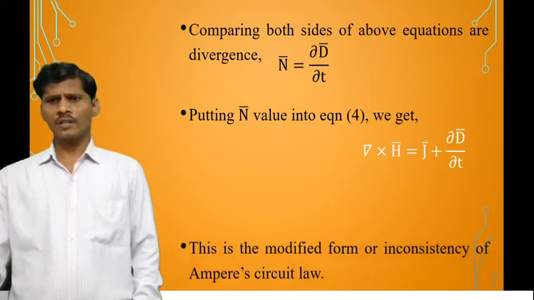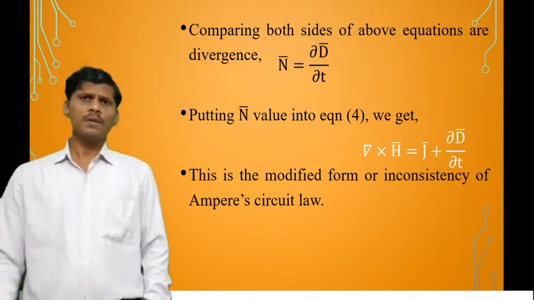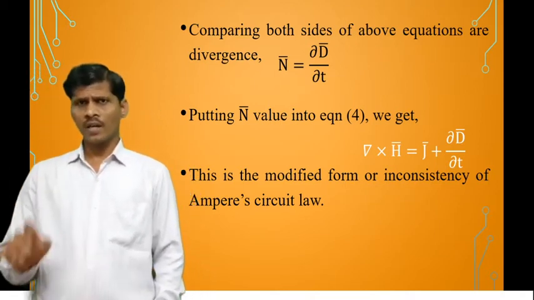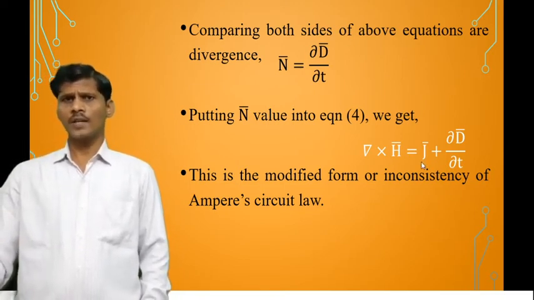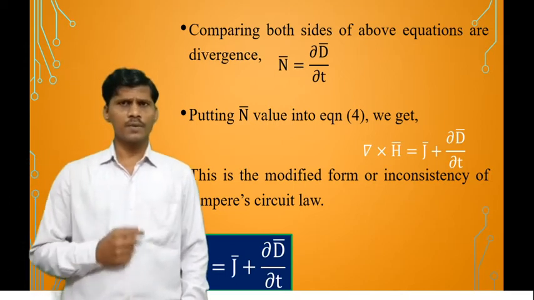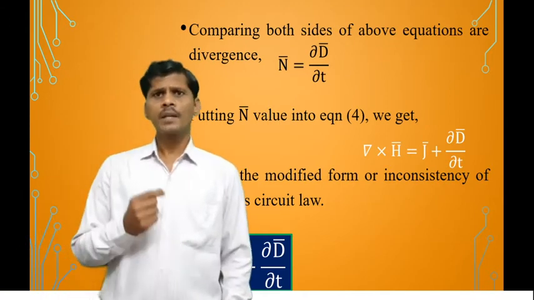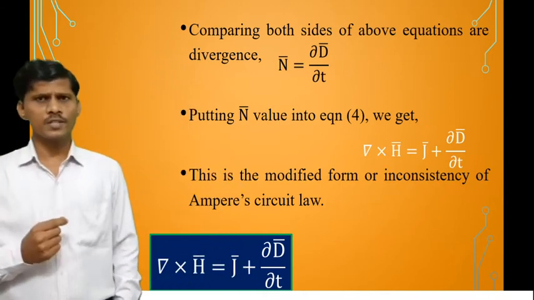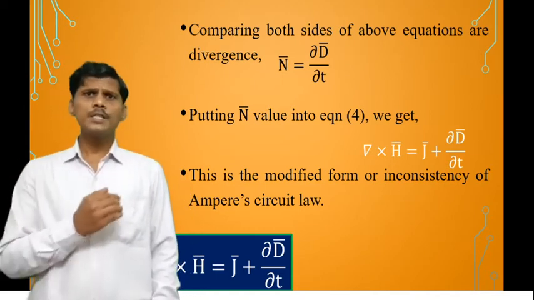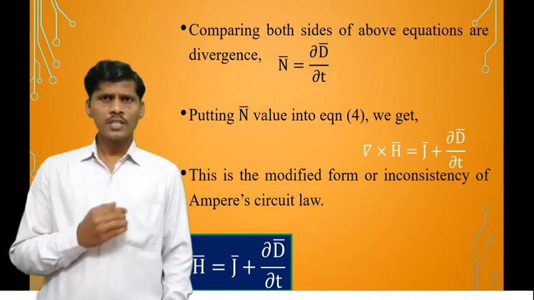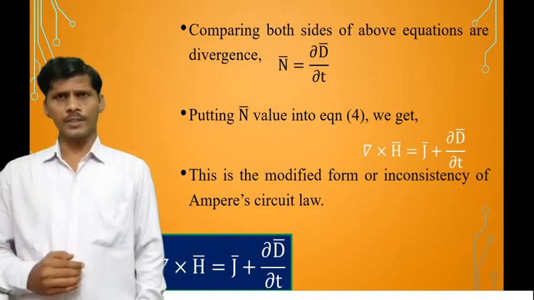In this equation, on the RHS, there are two terms: J bar plus dou D bar by dou t. The first term is called the conduction current density, given by Jc bar is equal to sigma into E bar, and the second term is called the displacement current density. So displacement current density Jd bar is equal to dou D bar by dou t.